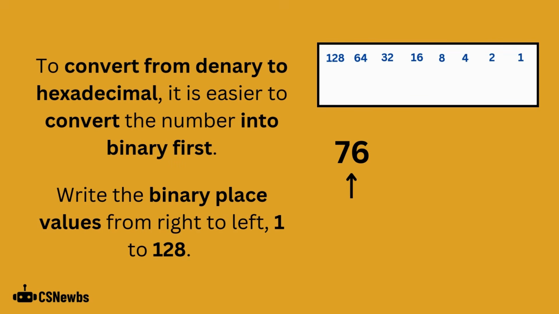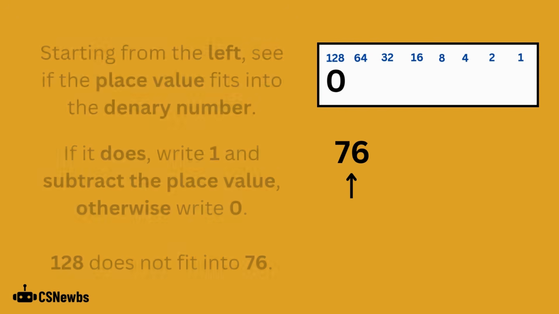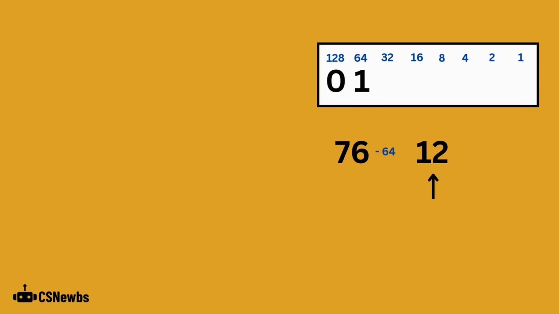To convert from denary to hexadecimal, it is easier to convert the number into binary first. Write the binary place values from right to left, from 1 to 128 for an 8-bit number. Starting from the left, see if the place value fits into the denary number. If it does, write 1 and subtract the place value, otherwise write 0. 128 does not fit into 76, so 0 has been written below the 128 place value. 64 does fit into 76, so put a 1 below the 64 place value. When a 1 is written, that place value is subtracted from the denary number, so 76 take away 64 gives the new denary number of 12.